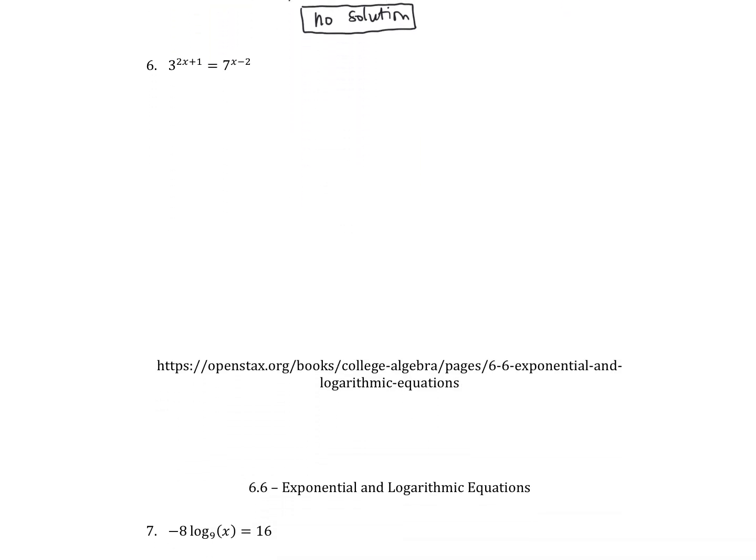All right, number 6. The first choice we have is to see if we can get the bases to be the same. Well, that's not possible in this case. 3 and 7, we can't get them to be the same base. The next possibility is if only one side has an exponent, then we could rewrite it in log form, and it's pretty simple from there. That is not the case here because they both have exponents.